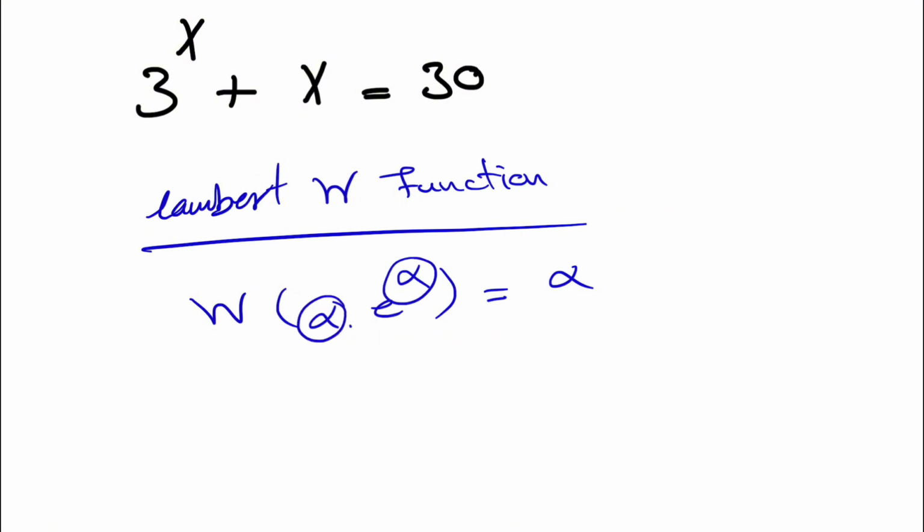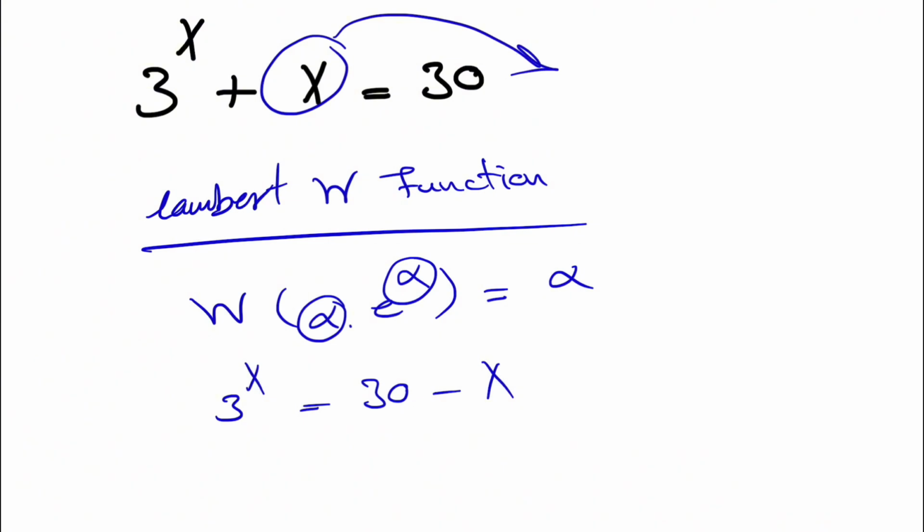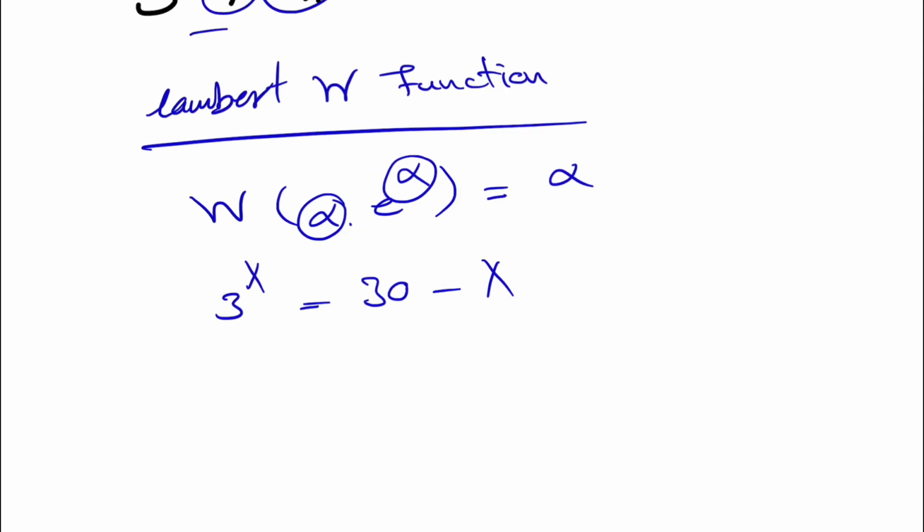So what we're going to do in here is bring x to the other side of the equation. So we will have 3 to the x is equal to 30 minus x. So x goes to the other side of the equation, and the positive turns to negative. So that's the negative sign in here. And in order to get rid of the 3 to the x on the left side of the equation, we'll divide each side by 3 to the x.